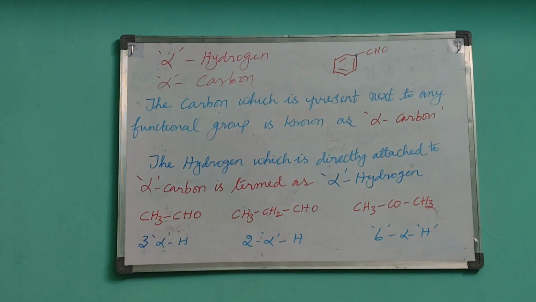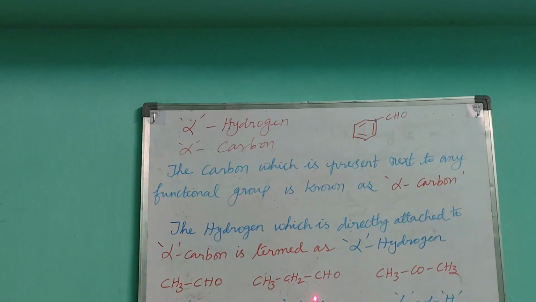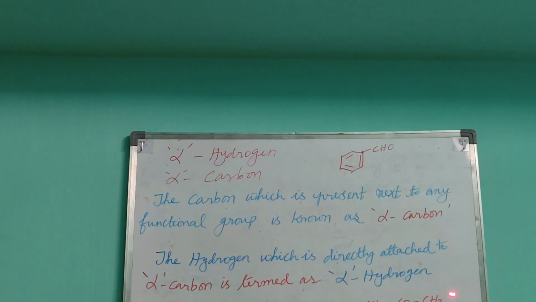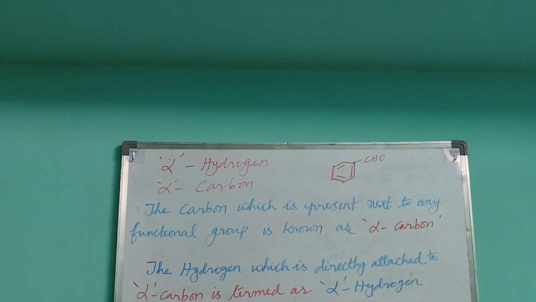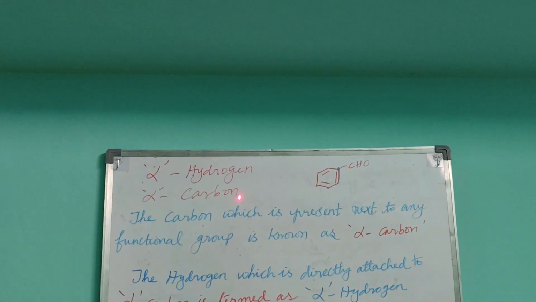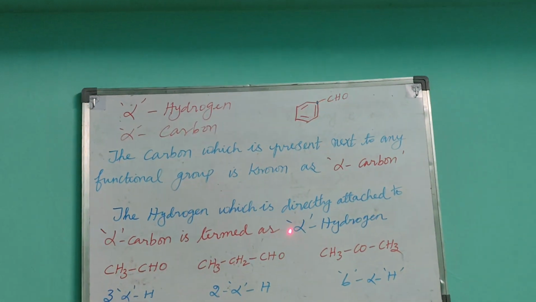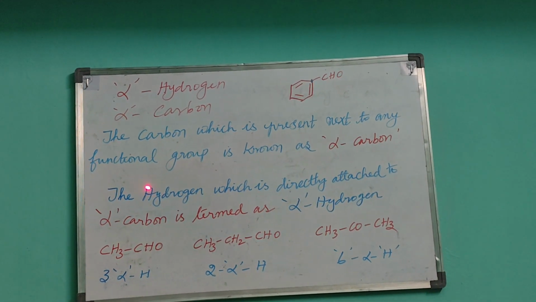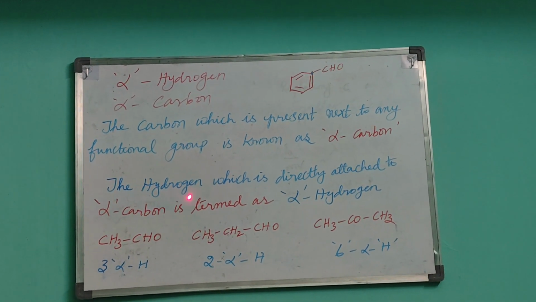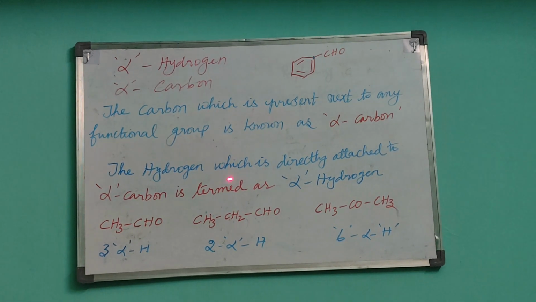So in the first structure only one alpha carbon is present. In this structure only one alpha carbon is present. Here two alpha carbons are present, right. So coming to alpha hydrogen: what is alpha hydrogen? The hydrogen which is directly attached to the alpha carbon is termed alpha hydrogen, right.